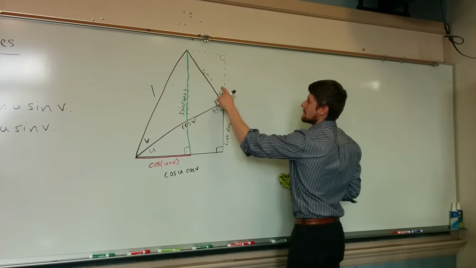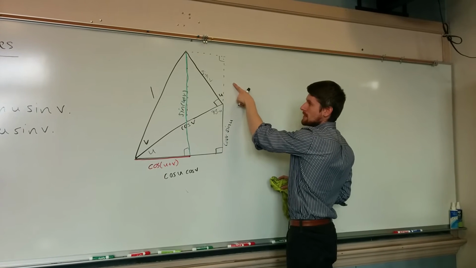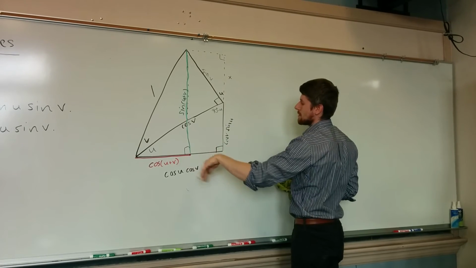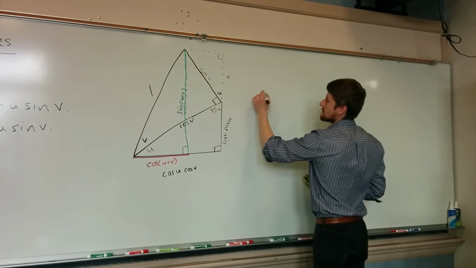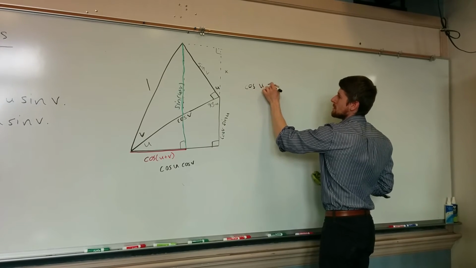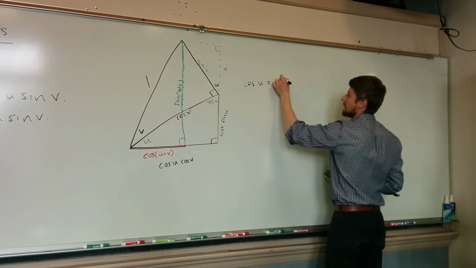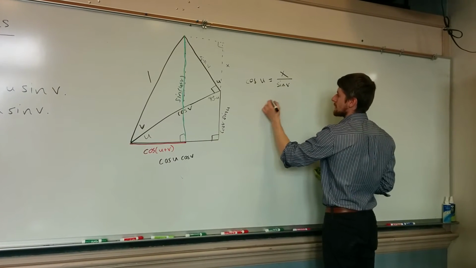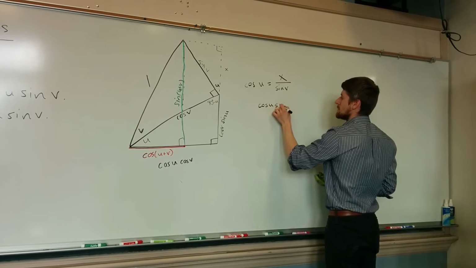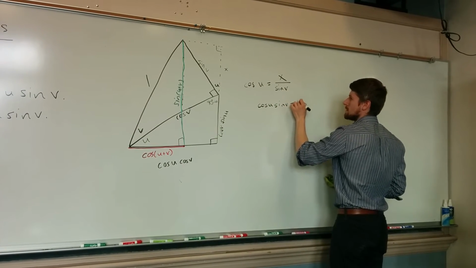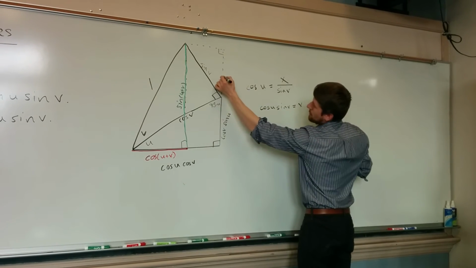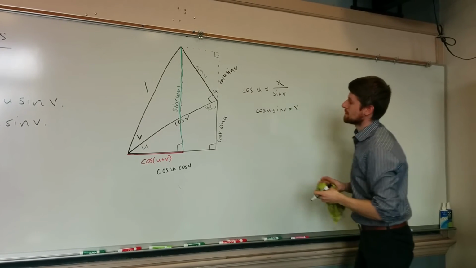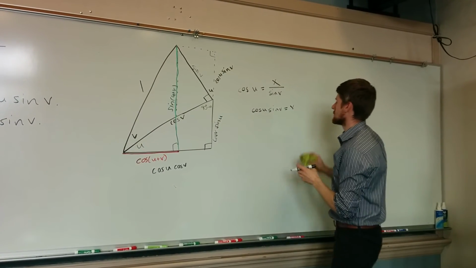Okay, so now that we know that this is angle u, this is adjacent to u. So if we call this one x again, that says that the cosine of u equals adjacent over hypotenuse, x over sine of v. So what is x? Well, x is equal to cosine u sine v. I can write cosine u sine v there. Okay. So I found one of my answers.